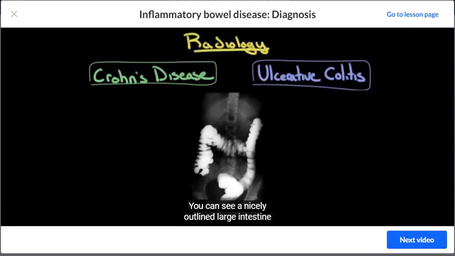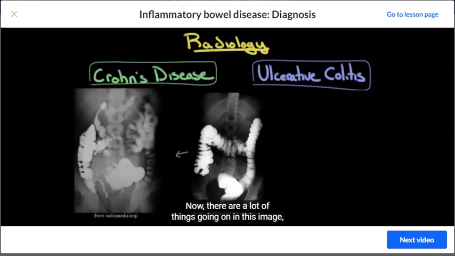You can see a nicely outlined large intestine. And when this study is performed in either Crohn's disease or ulcerative colitis, there are some characteristic findings that represent some of the underlying pathology of the two diseases. Now, there are a lot of things going on in this image, but what I want to point out is that you'll notice that the inflammation is occurring in both the large intestine as well as parts of the small intestine, and it's intermixed by fairly normal looking sections of intestine.